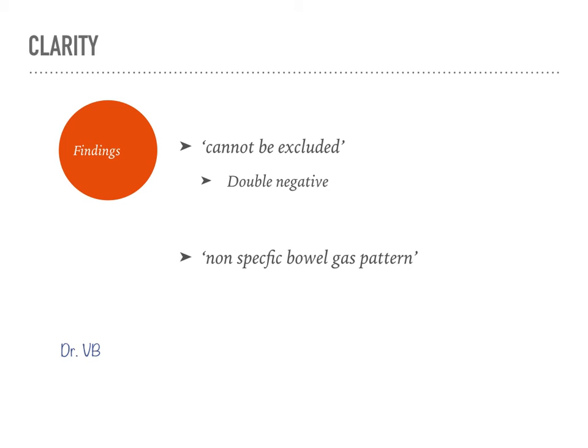Again, non-specific terminologies like non-specific bowel gas pattern should be avoided. If a small bowel appears dilated and you feel that there might be a distal obstruction, be it partial or complete, it might be better to suggest it directly.